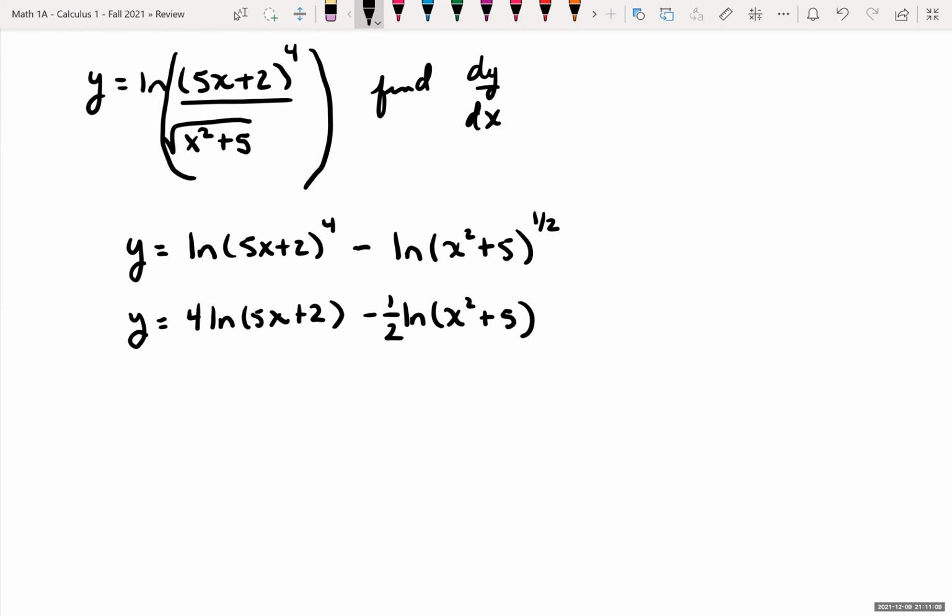So taking the derivative now, we get dy/dx is equal to, so we're going to use the chain rule here. So we have 4 times, well, when we take the derivative of a natural log, that is 1 over what you're taking the natural log of, which is 5x plus 2 in this case, times the derivative of the inside, the chain rule, which in this case would be 5.